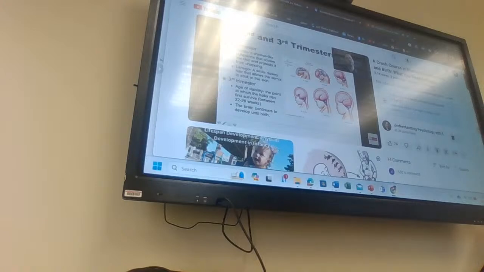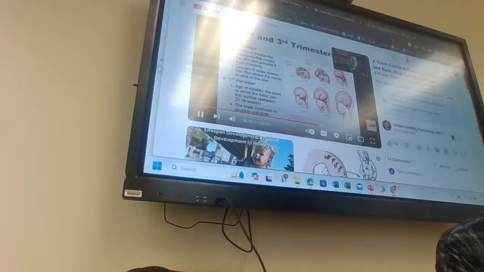But at a certain point, the cells are developing so rapidly that we're running out of space. So you'll start to notice that these lines start to appear, right? And these are called convolutions. And this is the brain folding in on itself to occupy space more efficiently.